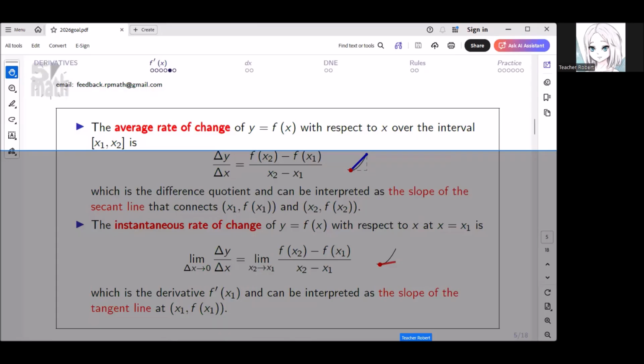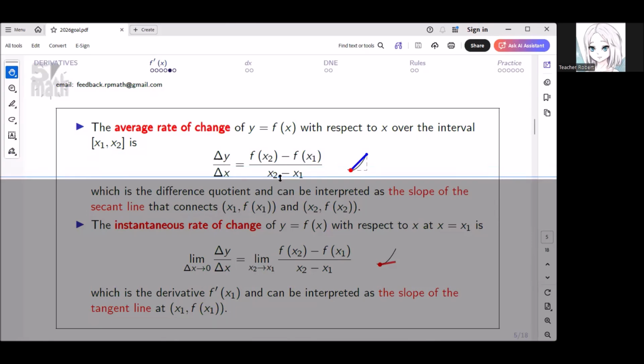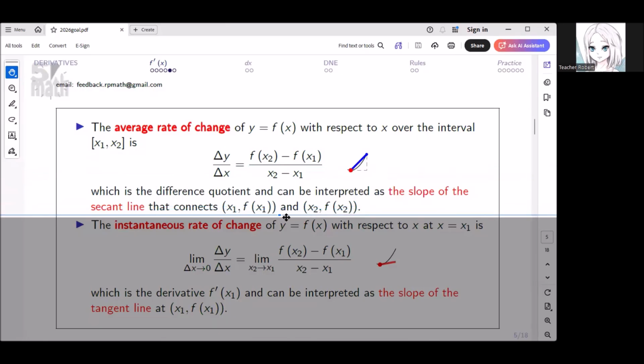The average rate of change of y = f(x) with respect to x over the interval x1 to x2 is Δy/Δx = (f(x2) - f(x1)) / (x2 - x1), which is the difference quotient and can be interpreted as the slope of the secant line that connects (x1, f(x1)) and (x2, f(x2)).